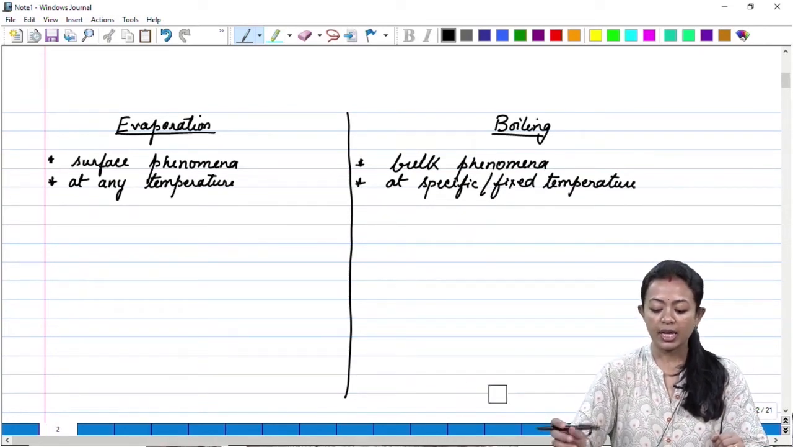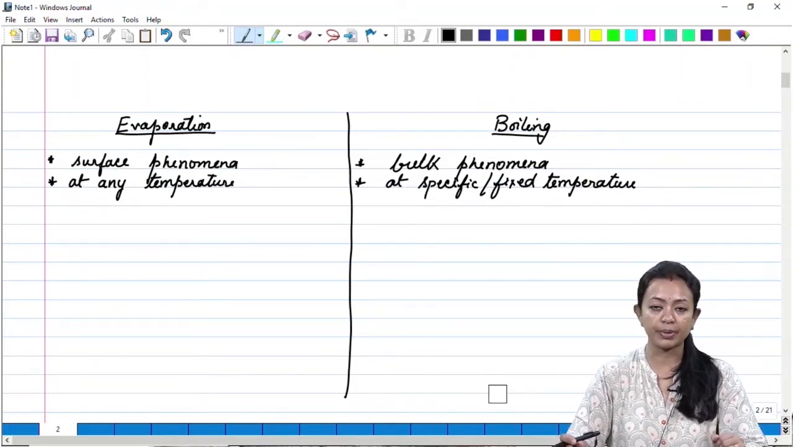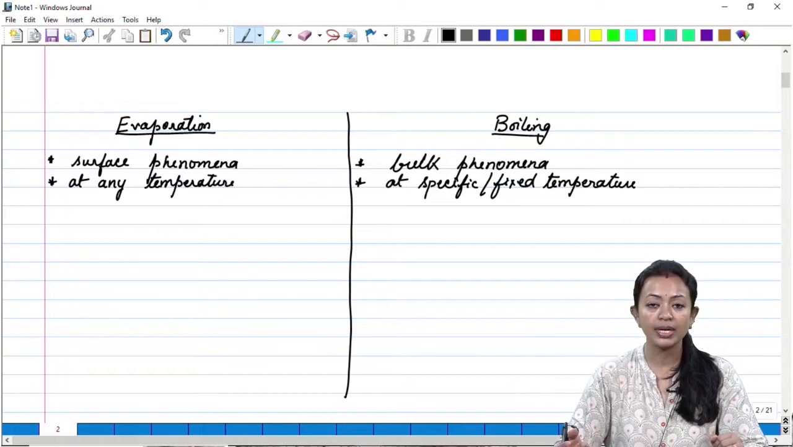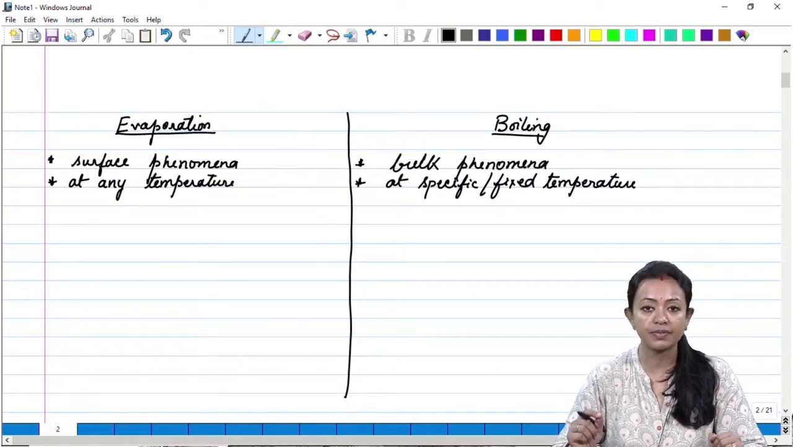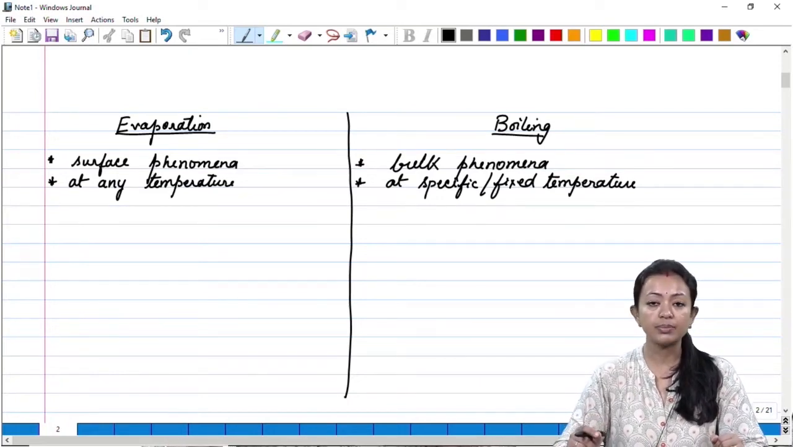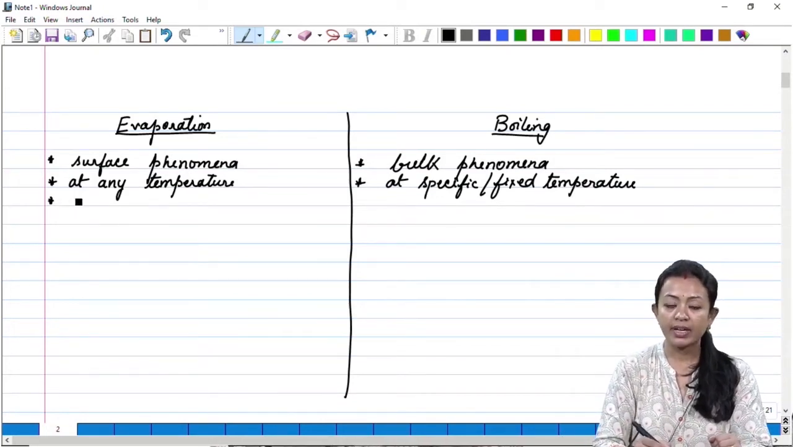So, evaporation happens at any temperature, whereas boiling happens at a fixed temperature. As I already quoted to you, water boils at 100 degrees Celsius, alcohol at 70 degrees Celsius. So, there is a fixed and specific temperature at which the boiling would start. In case of evaporation, there is no requirement of external induction of any energy.